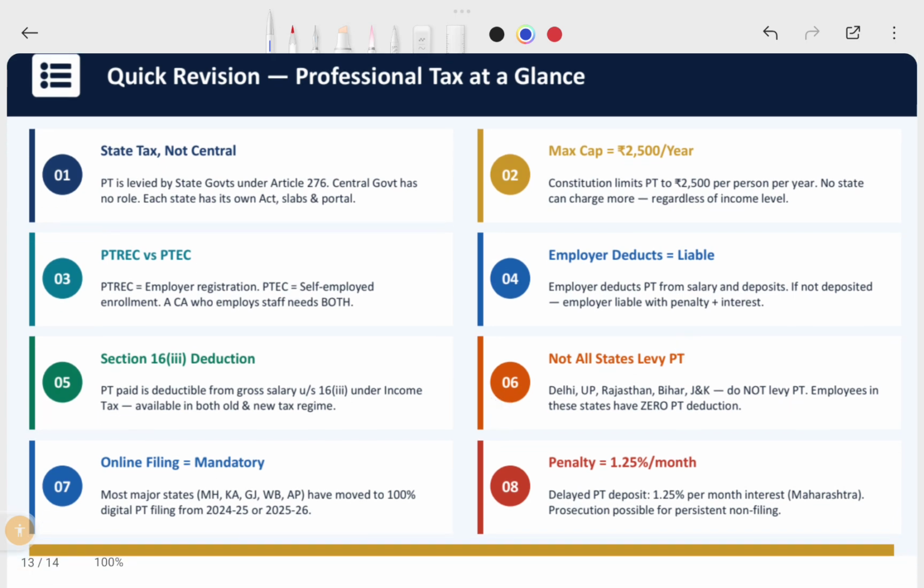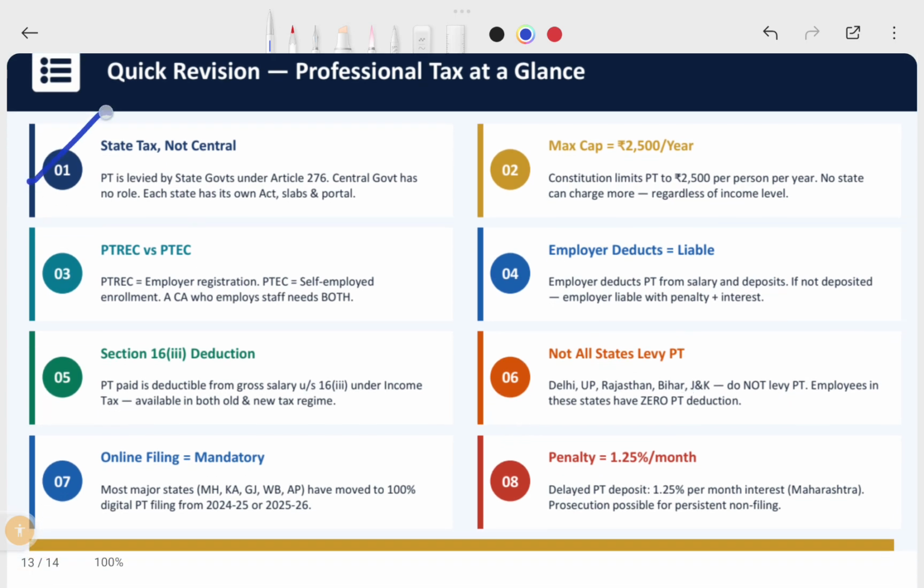This is the quick revision. It is a state tax, not a central tax. There are two registrations: professional tax registration and professional tax enrollment certificate. You know the difference now. The maximum cap is 2,500, and the employer is liable for the employee's part. And it is a maximum deduction available for income tax. Not all states levy PT; there are exemptions in a few states. Online filing is mandatory in most of the states, and the penalty is the same in any of the states.